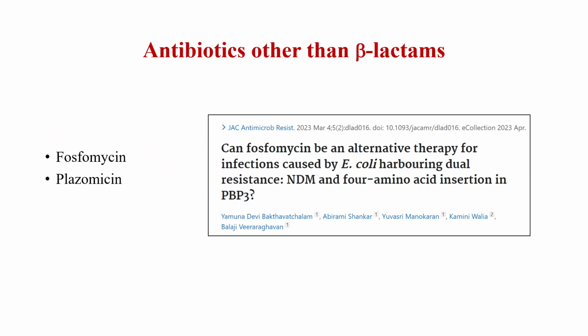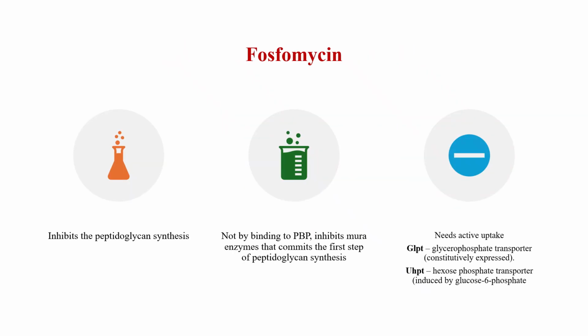So what are the options we have? We have to really go for antibiotic options which won't work through penicillin binding protein 3. Two of the options right now we have are fosfomycin and plazomycin. We have discussed fosfomycin being one of the smallest antibiotics acting on the MurA enzyme, which is the first step in the peptidoglycan synthesis, causing a lot of side effects because we have to use it IV in very, very high doses like 12 to 24 grams per day.